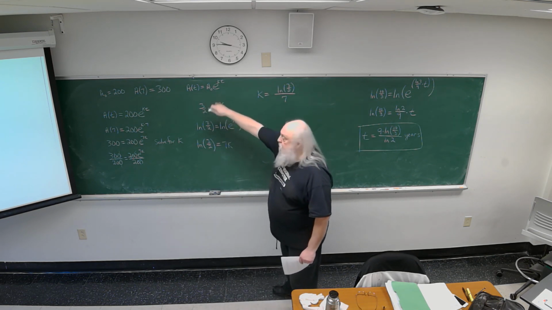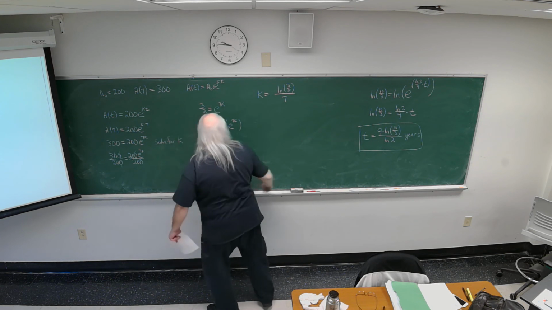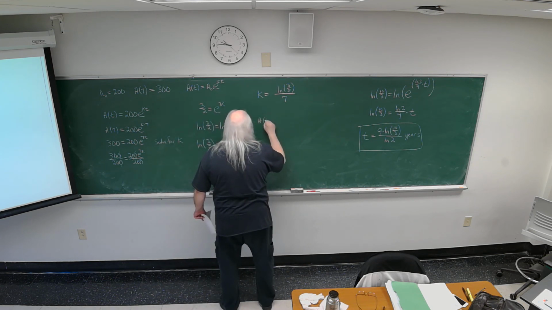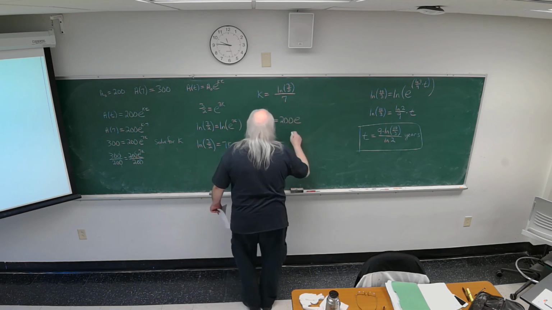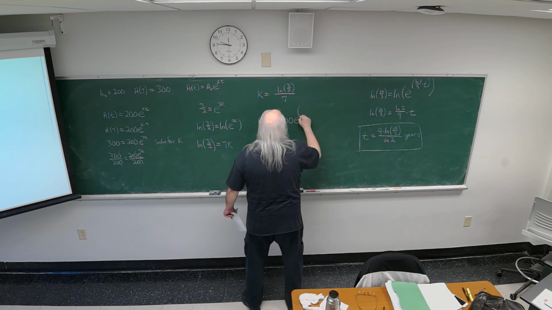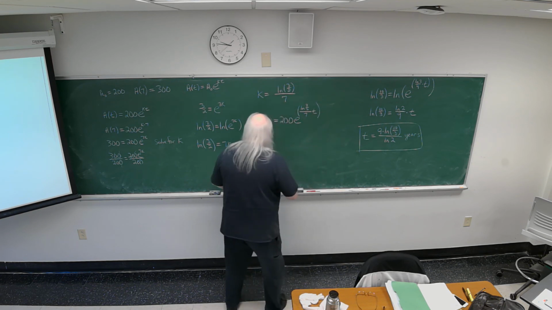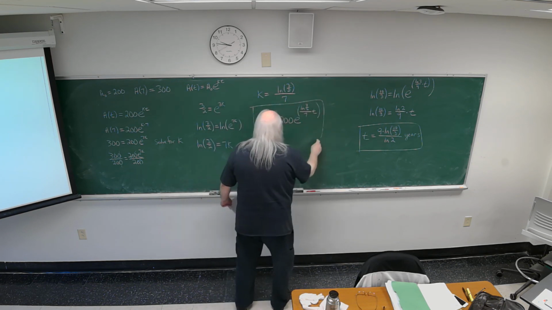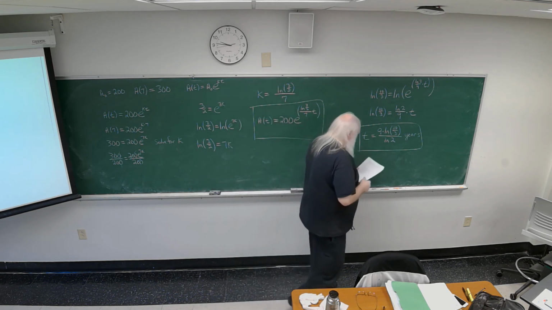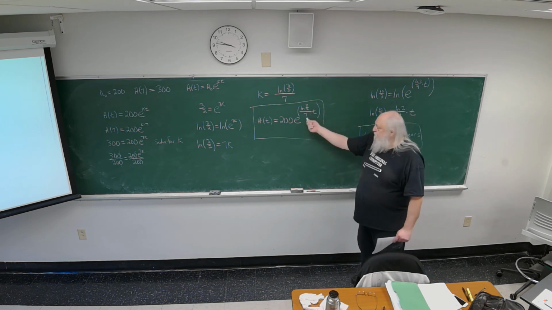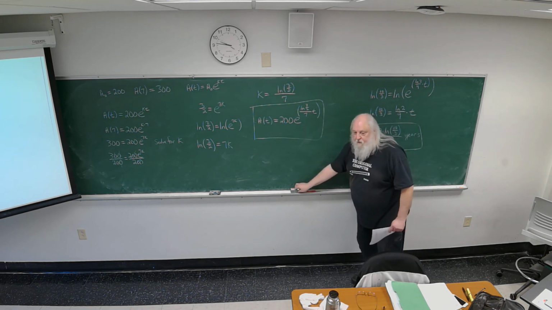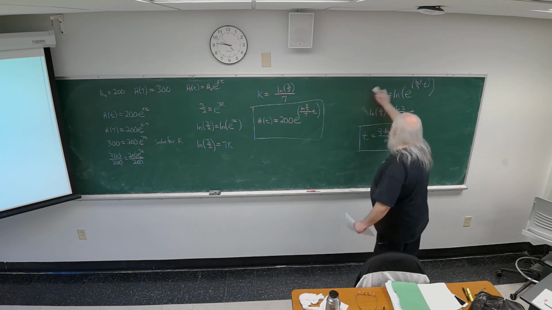So I put that into my model here, and I have A of t is equal to 200 times e raised to the natural log of 3/2 divided by 7 times t power. You gotta be careful that this is an exponent and not multiplying the number e. It's not a product, it's an exponent.